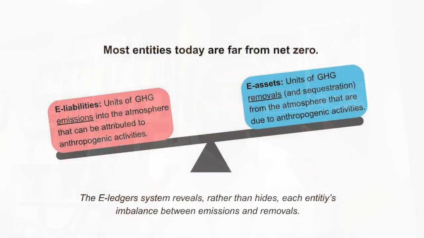Now, another strength of the e-ledger system is that almost all entities in the world today are very, very far away from net zero. They're going to have far more e-liabilities than they're going to have e-assets. And so the whole purpose of the e-ledger system is to show that imbalance as it exists.